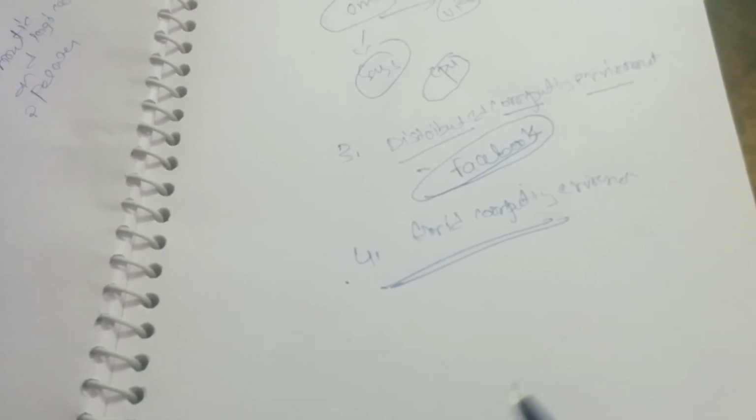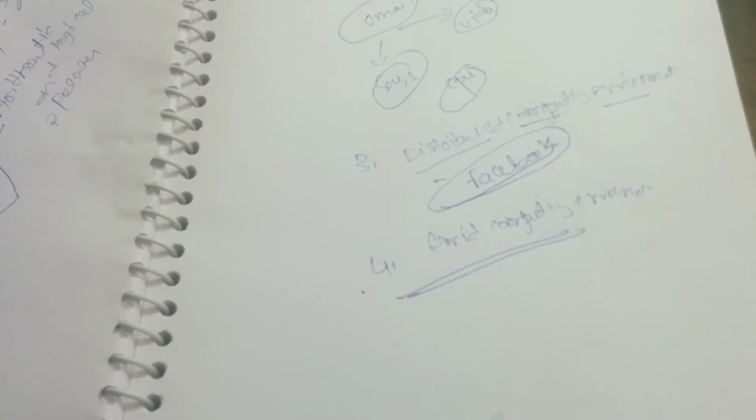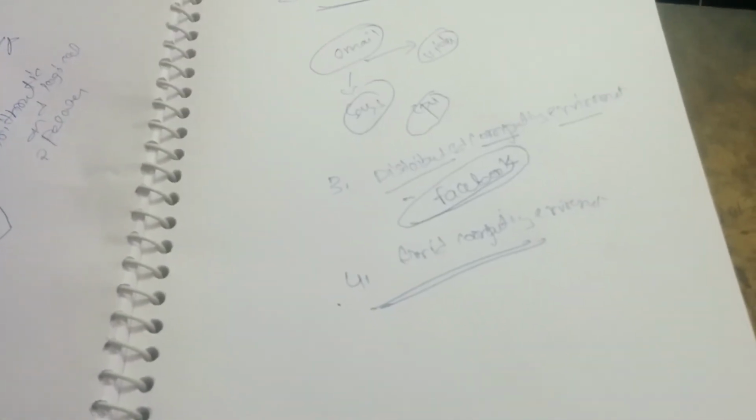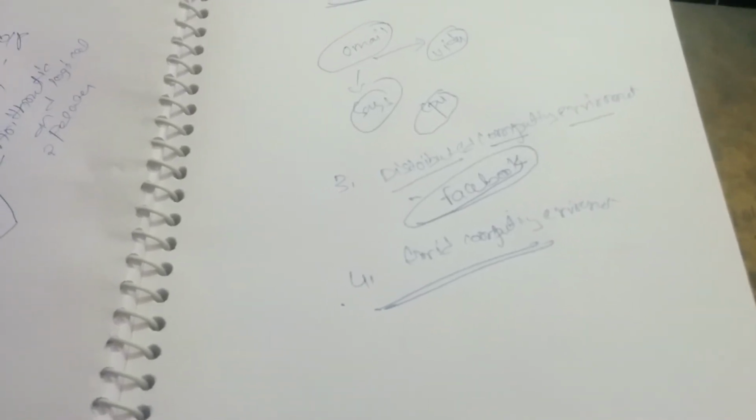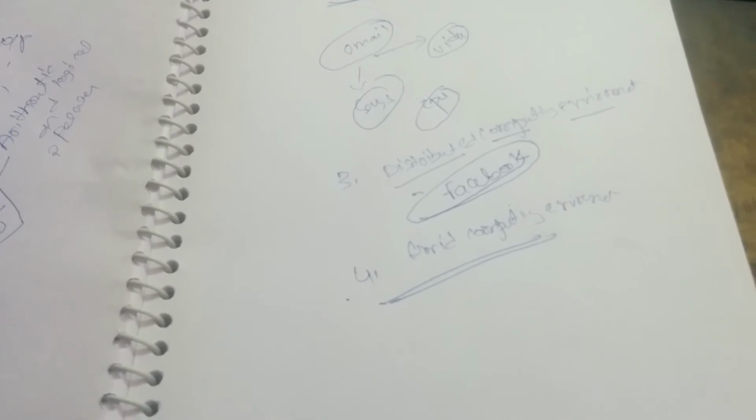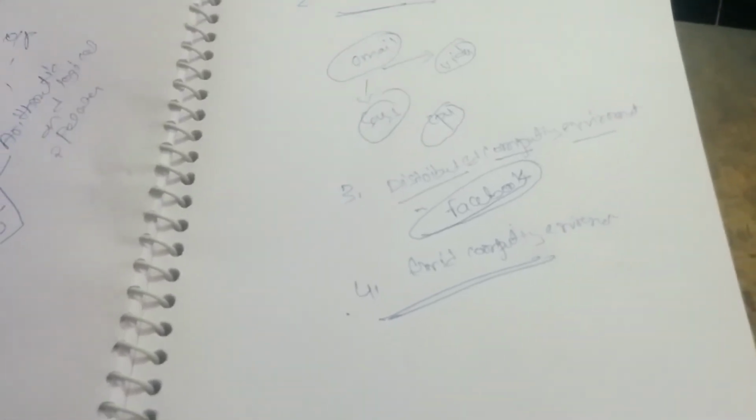Distributed computing works for very large applications. Grid computing need not be for a very large application. It can be for a small application too. A grid computing environment usually consists of many processors to run an application.